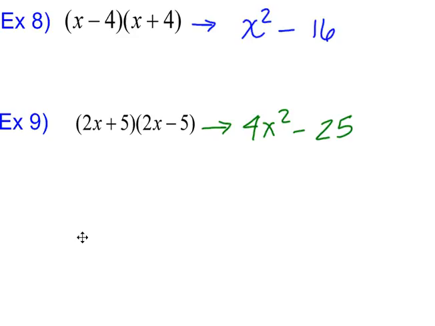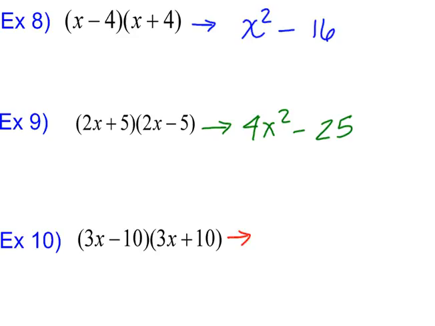We'll take a look at one more problem. 3x minus 10 times 3x plus 10. And again, 3x times 3x is 9x squared, and 10 times 10 is 100, and we're going to drop a minus sign in between it. Hopefully that'll help you with multiplying your polynomials.